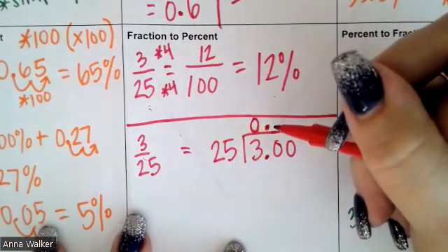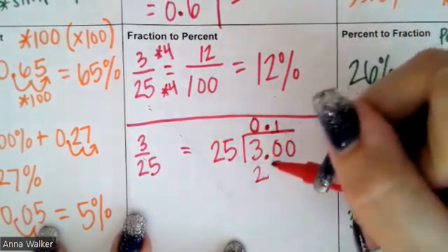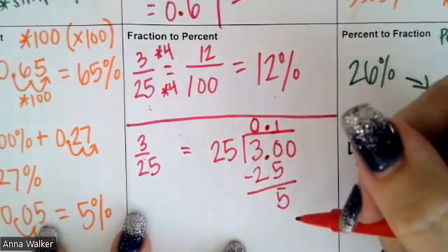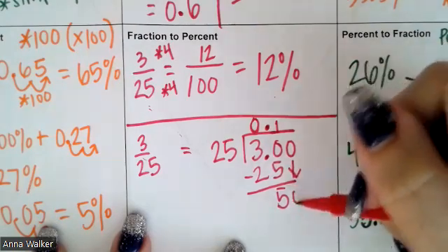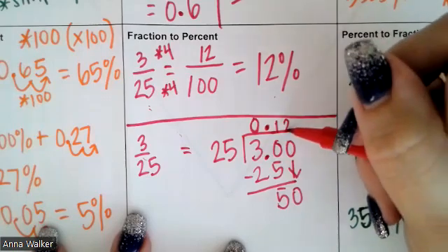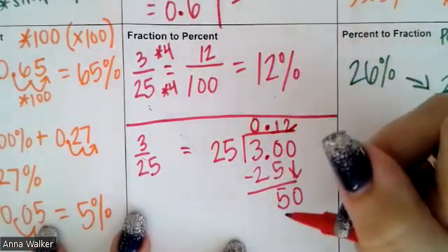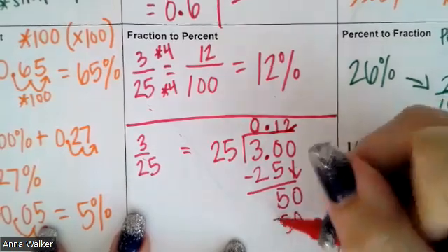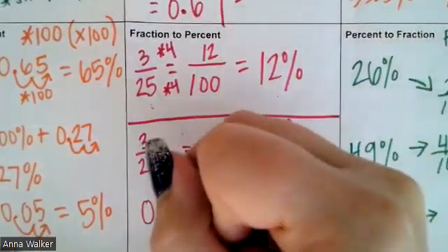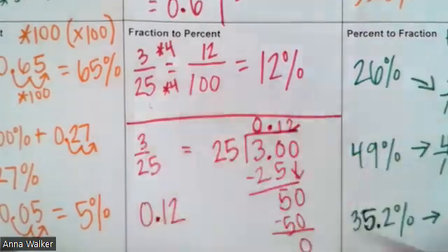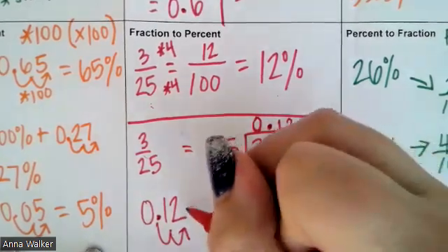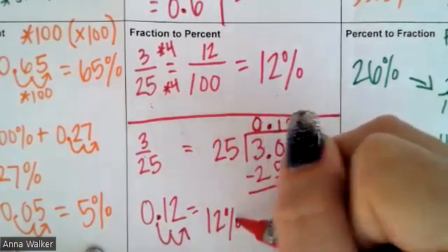25 can go into 30 one whole time. And my remainder there is going to be 5. 30 minus 25 is 5. And then if I bring down the 0, 25 can go into 50 2 times. And then I don't have a remainder after that, because 25 times 2 is 50. So as a decimal, 3/25ths is 0.12. And if I just move it twice to put it into a percent, that is going to be 12%.